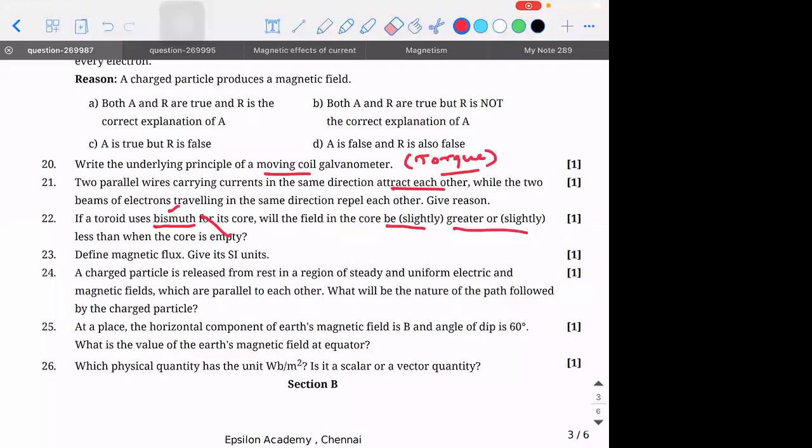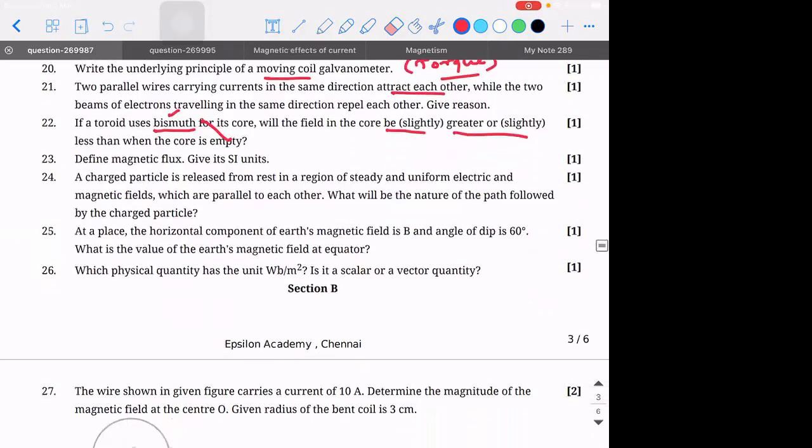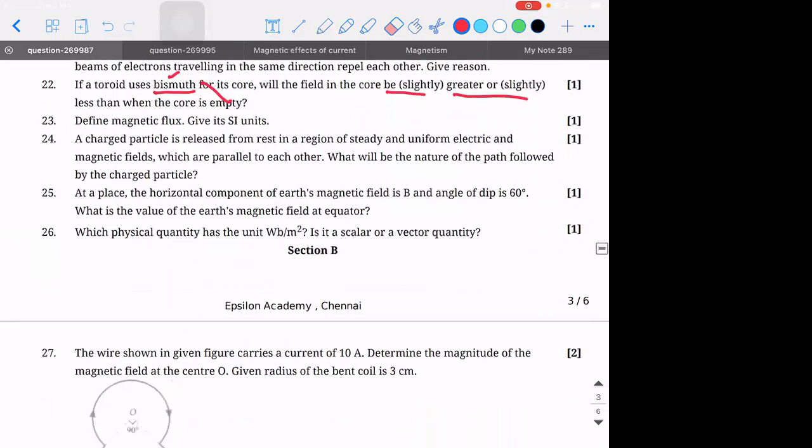Increase. It will decrease. It will be slightly less than when the core was empty. Core was empty means when vacuum was there, whatever field was there, it will be slightly lesser this time. Okay, anyways, it's only for your knowledge. Don't worry, that will not come. Define magnetic flux. Give it SI units, leaving it to you.